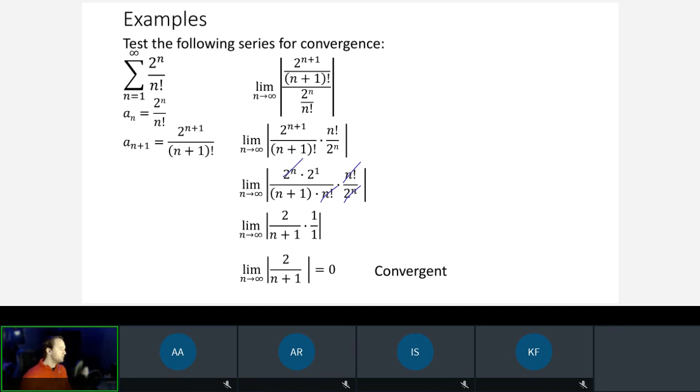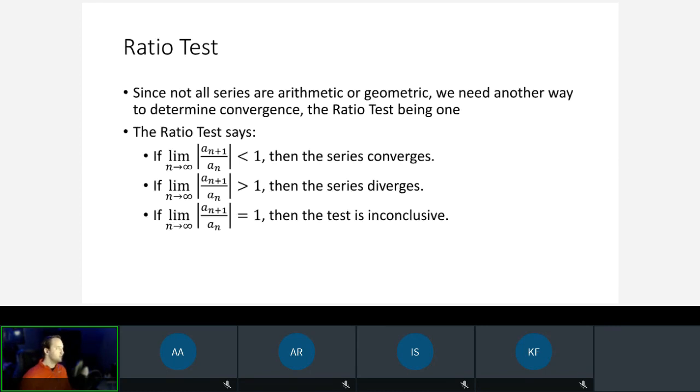If you check your notes that you should have taken on this page, since the limit is less than 1, and 0 is less than 1, it is convergent. If it's greater than 1, it diverges. If it equals 1, it is inconclusive. Once you get down to what the limit equals, this is what you compare it to.